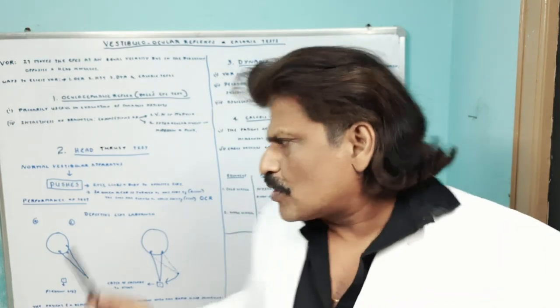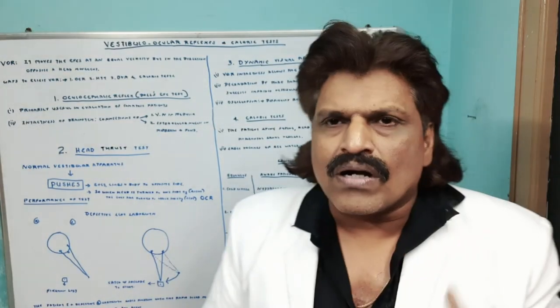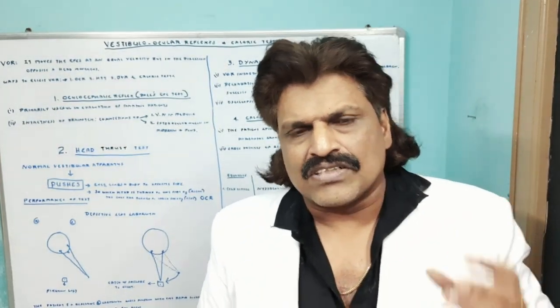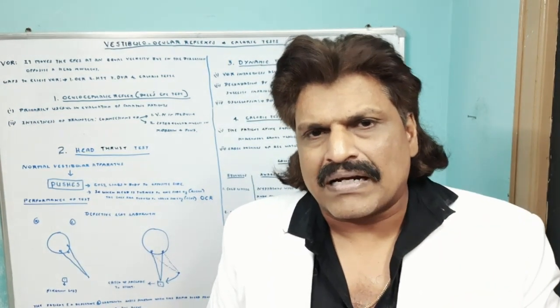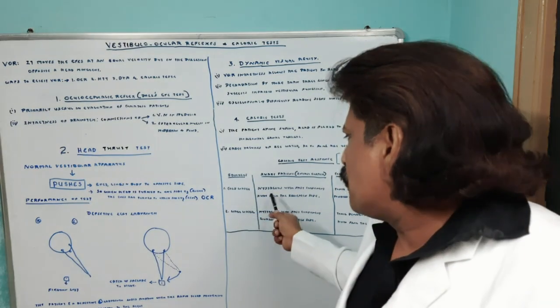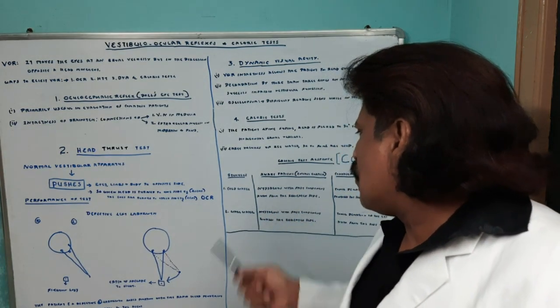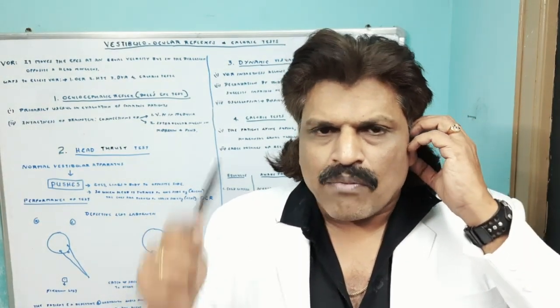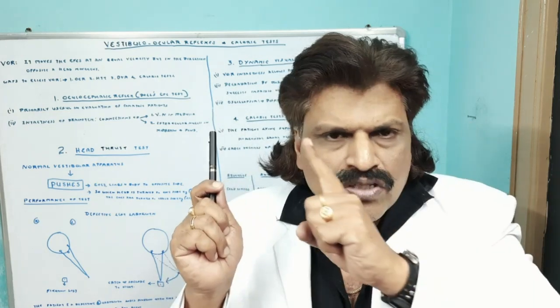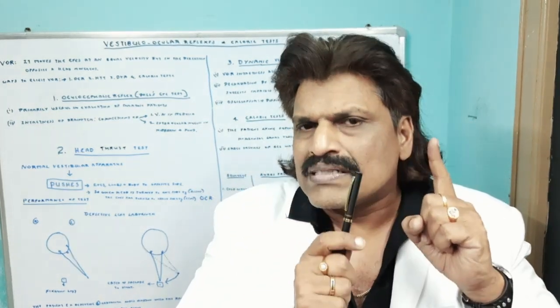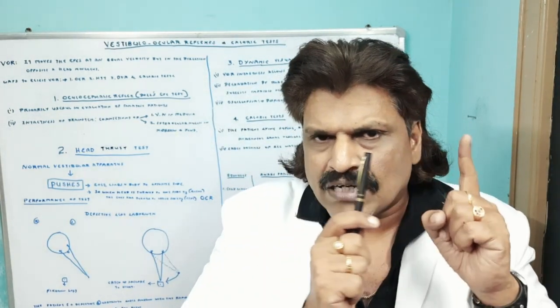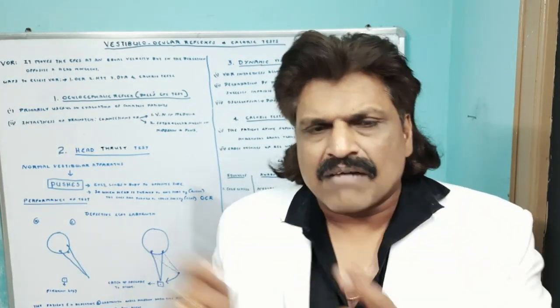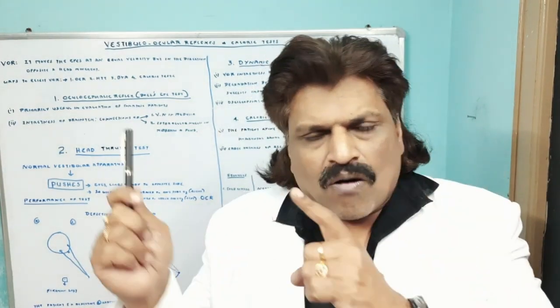The next is we put cold water. Cold water will act as if it is going to inhibit the vestibular apparatus. It is going to make the vestibular apparatus hypoactive. So when we put it there, the nystagmus with fast component will be away from the irrigated side. So when we put cold water, that means we are making this side hypoactive. The other side will be active. So eyes will be stimulated towards the affected side. Eyes will move towards the affected side, but the nystagmus will be towards the opposite side.